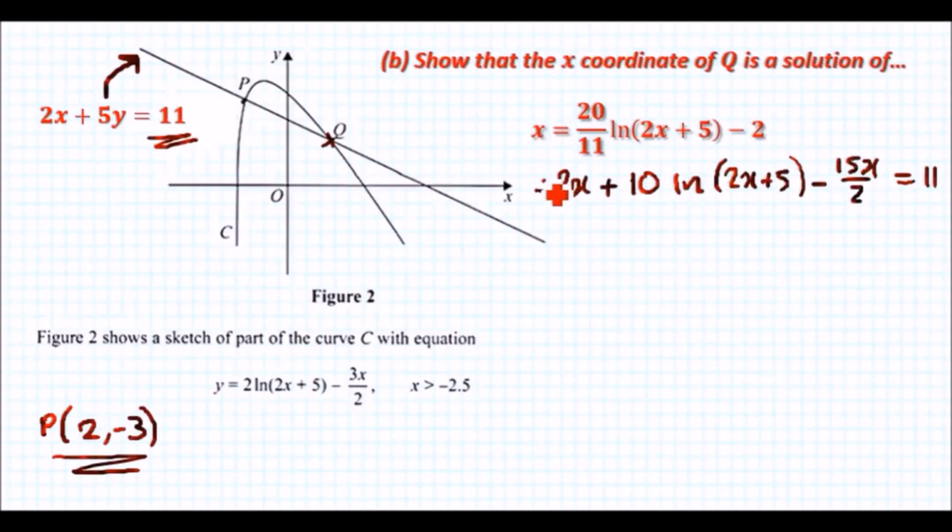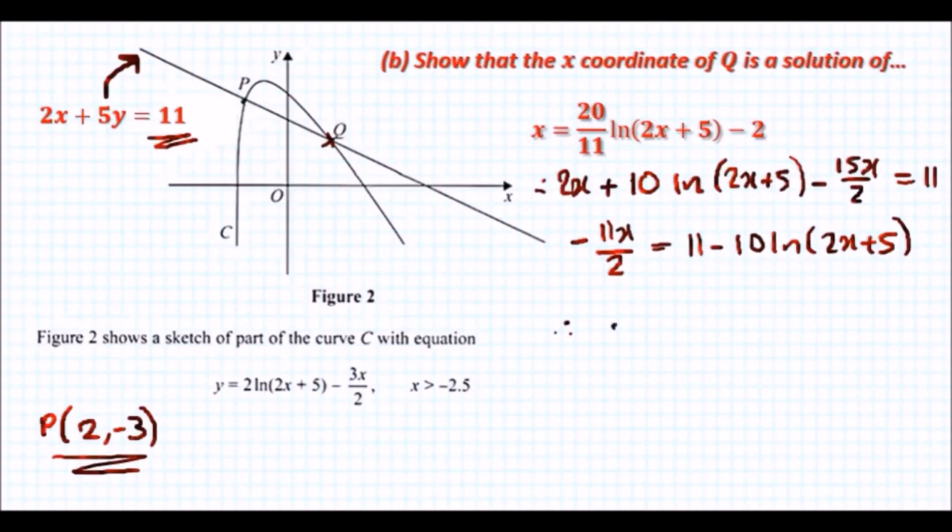Now, I think the best way to do this is to keep all the x terms on the left and the log x terms on the right. So let's clear the x terms. We have 2x take away 15x over 2, which gives us negative 11x over 2. Subtracting 10 log 2x plus 5 across, we have 11 minus 10 log 2x plus 5. Actually, first let's multiply by 2 and then divide by negative 11.